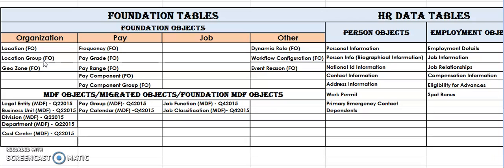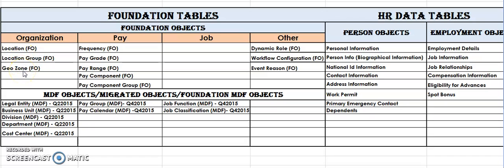First, if we talk about the foundation objects: location group, geo zone. For any company implementing SuccessFactors, in the EC module, we begin with these foundation objects: location, location group, geo zone. So what is the location, what is the location group, and what is the geo zone?